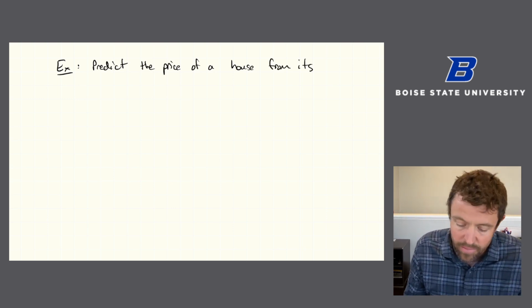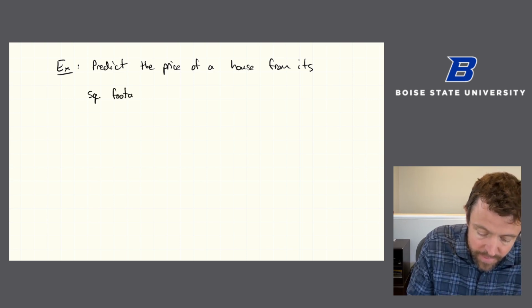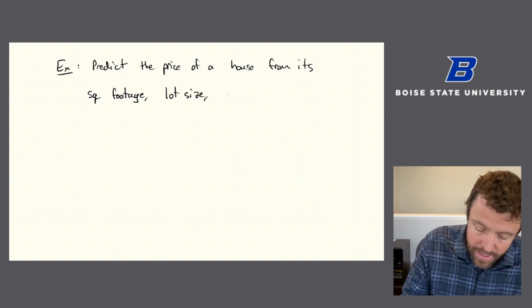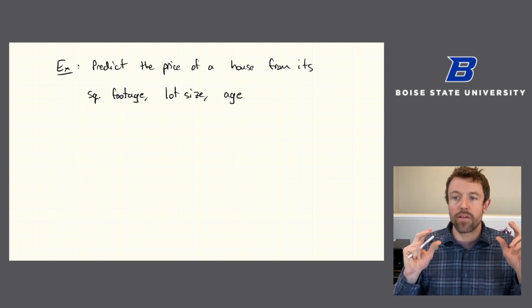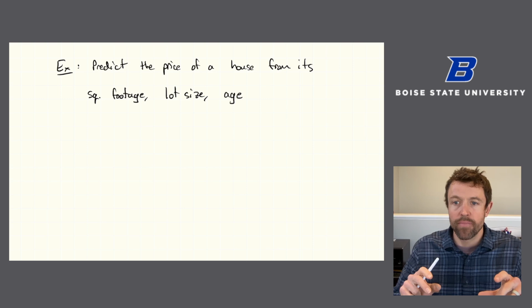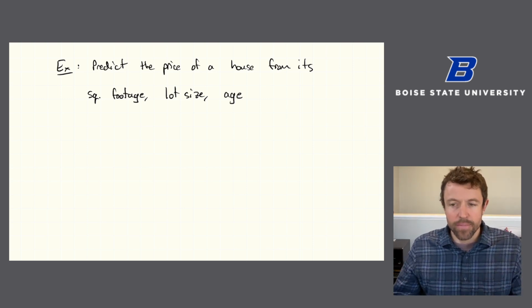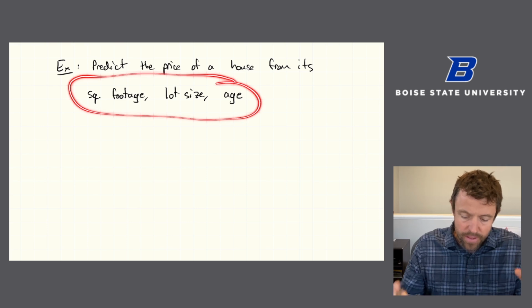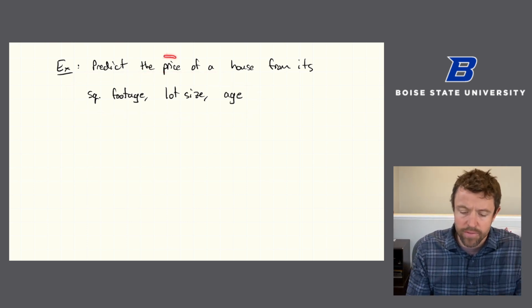So maybe we want to predict the price of a house from its square footage, its lot size, and its age, how long ago it was built. So we have 3 inputs that we're predicting from to get 1 output. And we're not really going to be able to draw a picture of this, right? 3 inputs means that our inputs live in R3, and we have a single output there.